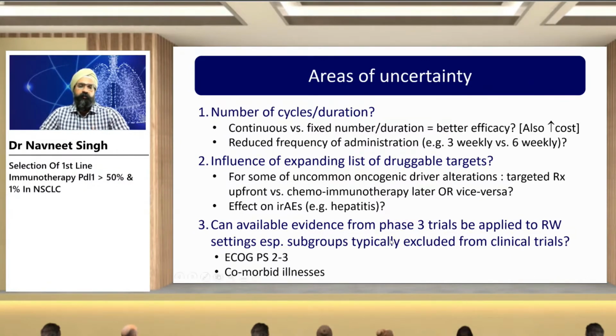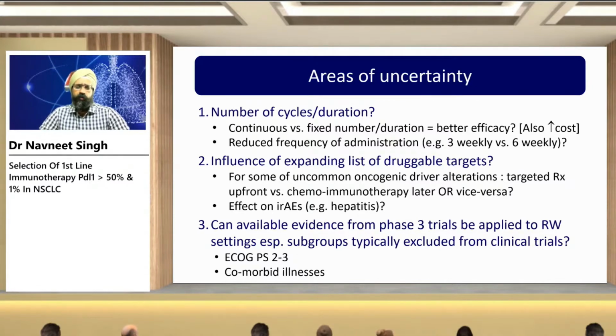Then what is the effect of the expanding list of druggable targets? As we move forward, we know the targets have moved now to approximately 9. It will move more in the years to come. And we don't know, for some of these uncommon oncogenic driver alterations, what is really the best approach? Should you use targeted therapy upfront, or should you use chemoimmunotherapy first and reserve targeted therapy later for progression?